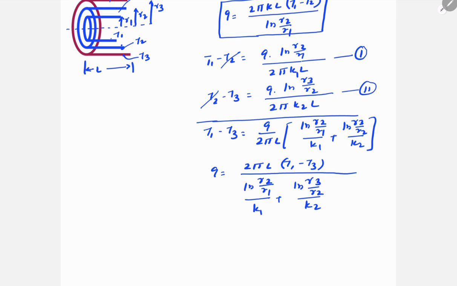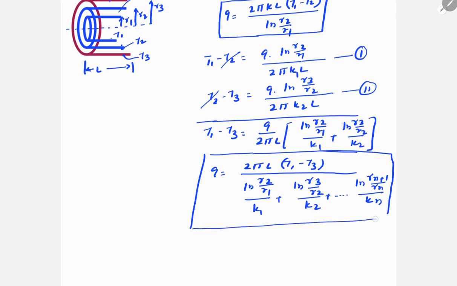And suppose this cylinder is made of n number of layers, in that case this equation will extend, with the last term being ln R n plus 1 by Rn by Kn. This is the final equation for a composite cylinder for n number of layers.